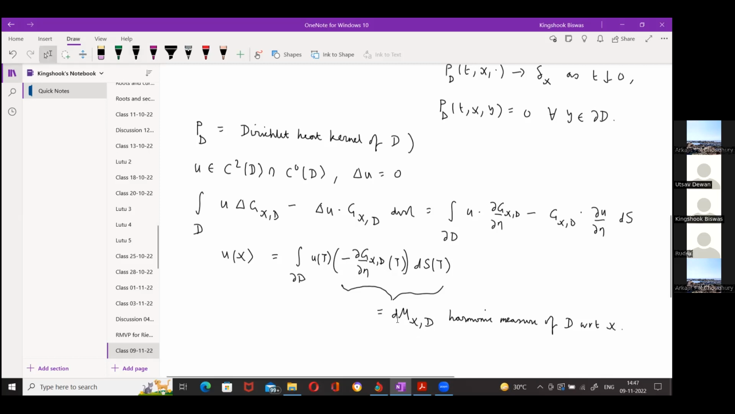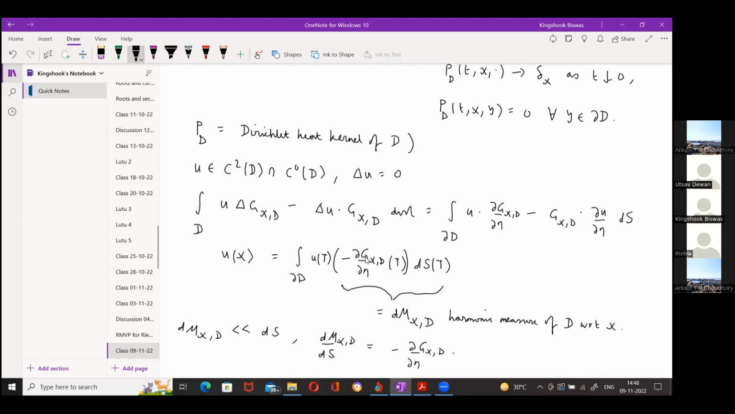So this tells you that the harmonic measure is absolutely continuous with respect to surface area measure of the domain, right? And the Radon-Nikodym derivative is minus the normal derivative of the Green's function, right? So mu x d is absolutely continuous with respect to the surface area measure, Lebesgue measure of the boundary, and the Radon-Nikodym derivative is minus the normal derivative of the Green's function with pole x.